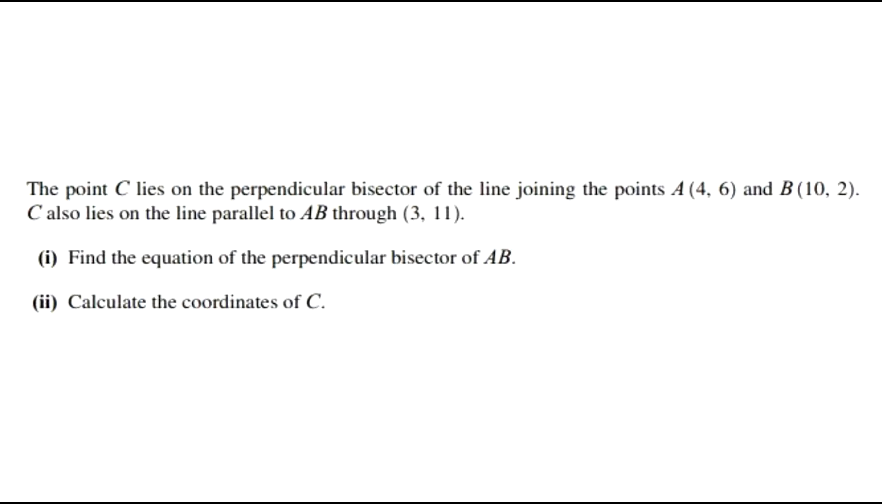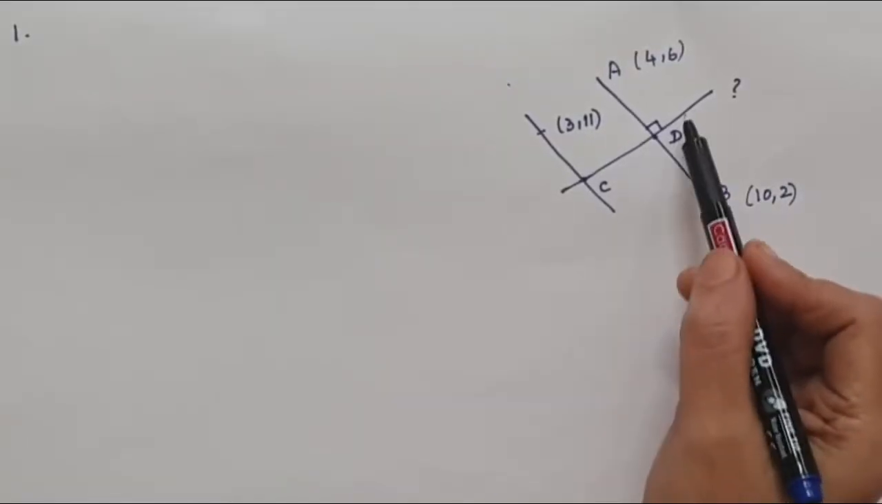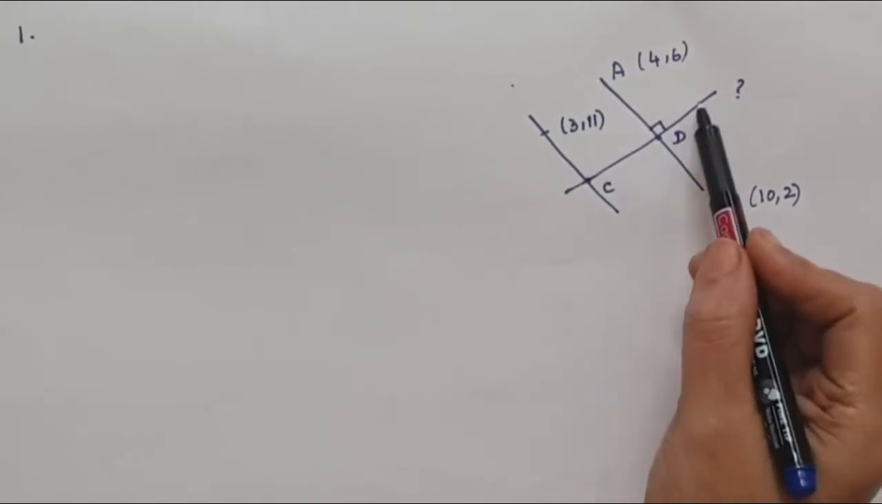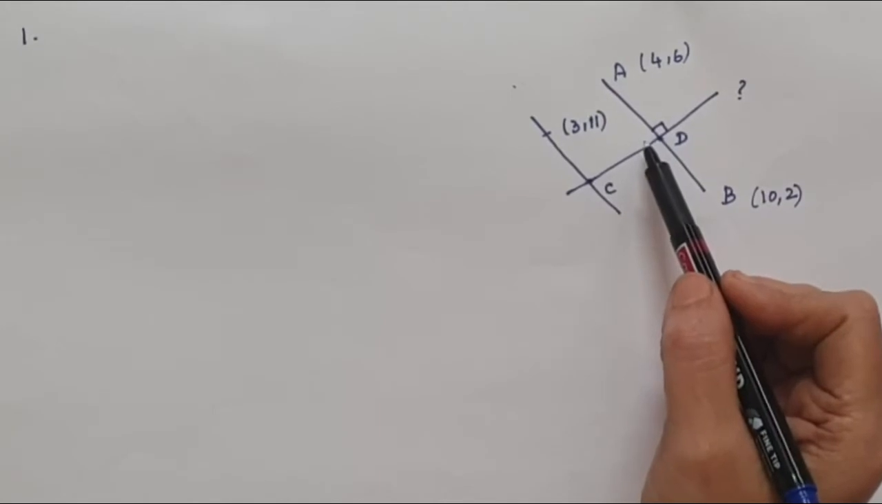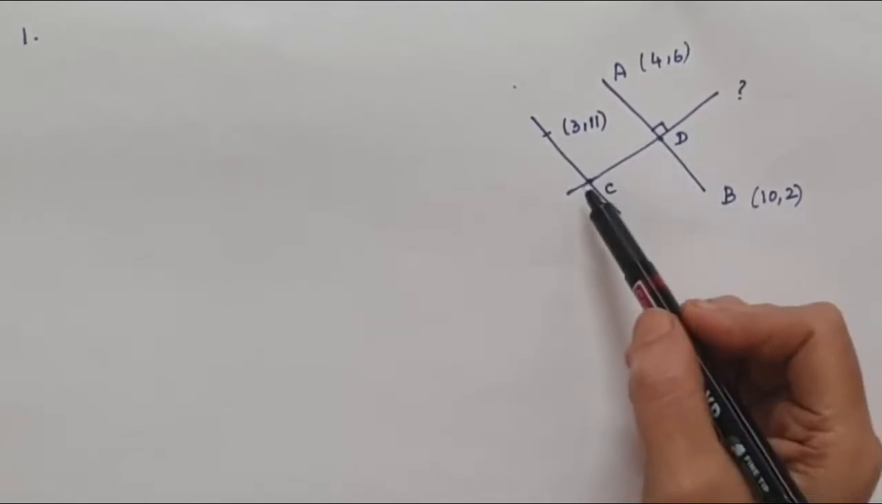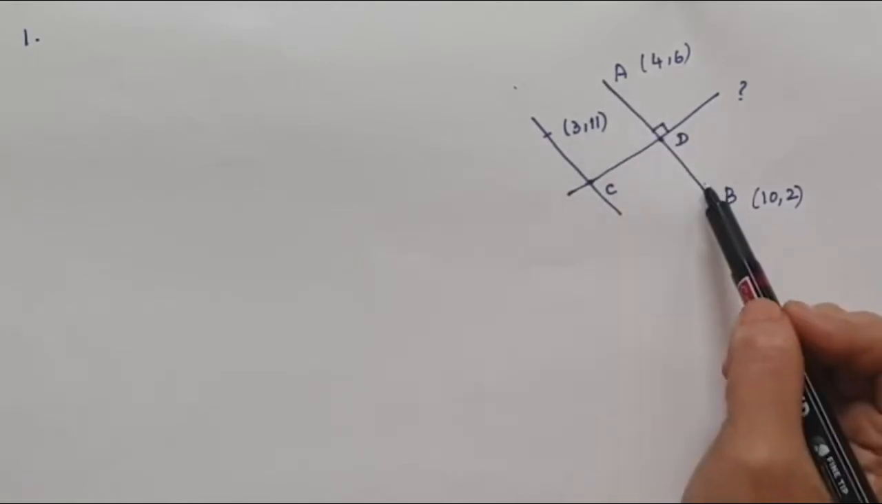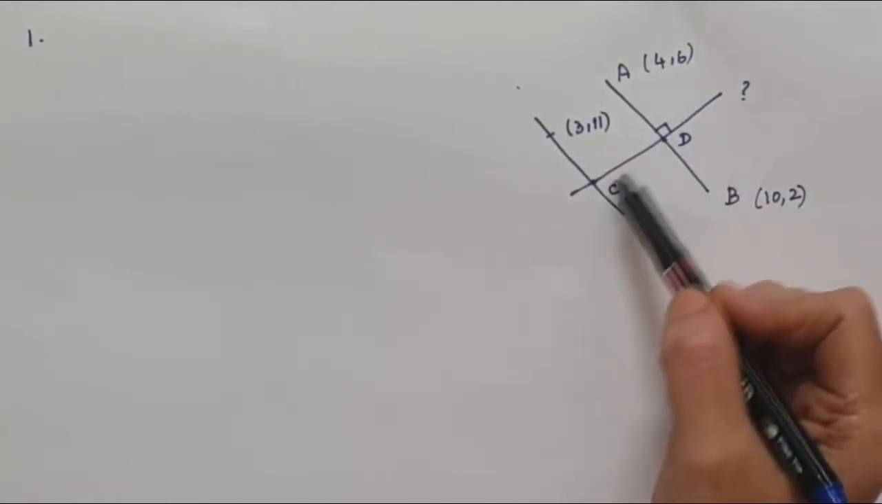Calculate the coordinates of C. In the first part of the question, we need to find the perpendicular bisector for the line AB. In order to find the equation of the perpendicular bisector, we need a point on the line and we need the gradient of the line. So if we can find the midpoint of it, automatically we have one point on the line.